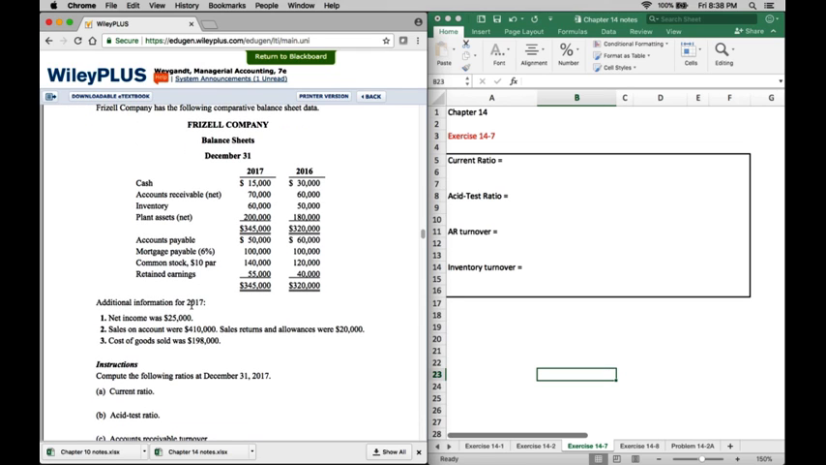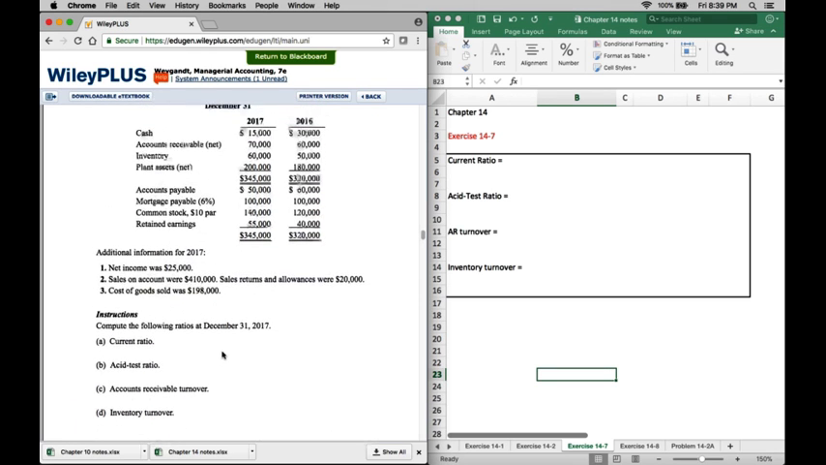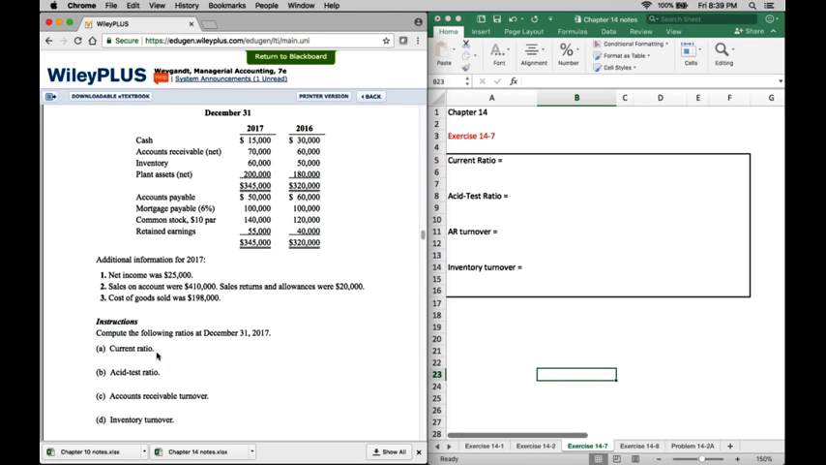We've been told for the year 2017, we have net income of 25,000. Sales on account is 410 with sales return and allowance being 20,000. Cost of goods sold is 198,000. And we've been asked to calculate 4 ratios: current ratio, acid test ratio, accounts receivable turnover, and inventory turnover.